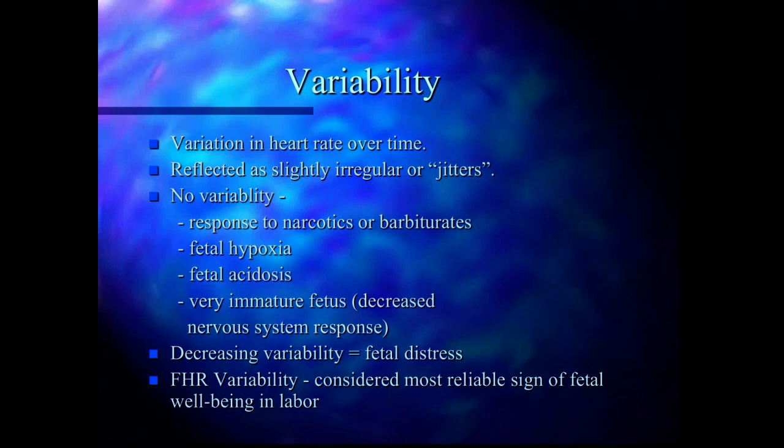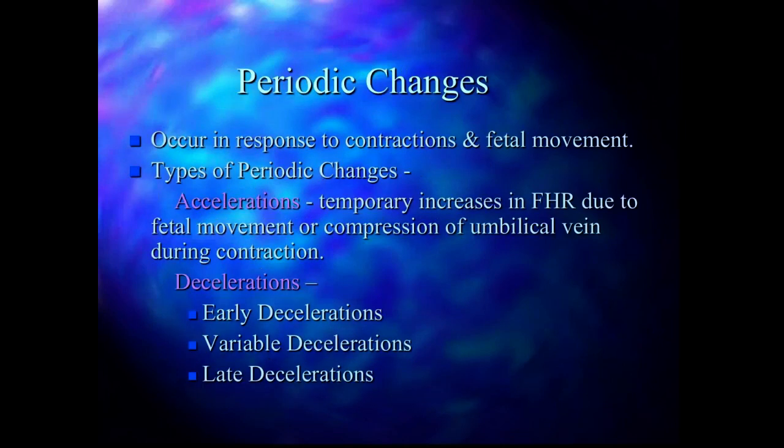The next thing we look for is variability. Remember, those are those irregular or jittery movements of the fetal heart rate, and it's variation in the heart rate over time. Variability is good. Fetal heart rate variability is considered the most reliable sign of that fetal well-being in labor. So you want to see lots of variability, lots of those jitters. If you have no variability, it might be because that fetus is responding to narcotics or barbiturates, or the baby has fetal hypoxia, fetal acidosis, or maybe a very immature fetus that has a decreased nervous system.